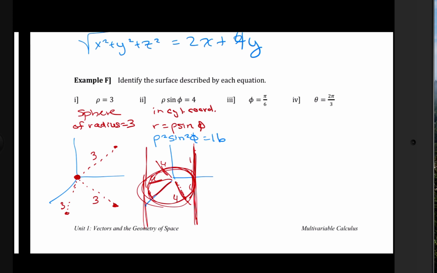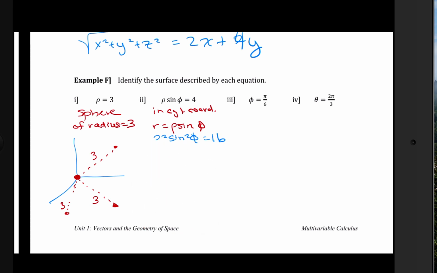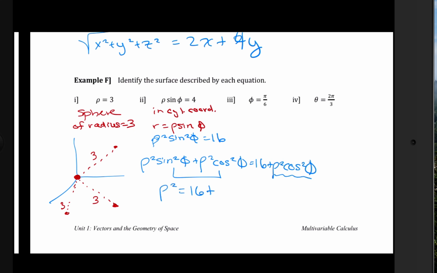Let me erase this here. Again, this is a little bit of a stretch and a little harder to see, but it's kind of like a proof. If I decide, somewhat arbitrarily but not really arbitrarily, to add rho squared cosine squared phi to both sides, now I have a 1 here. So now I really just have rho squared equal to 16 plus, and I recognize this is z squared.